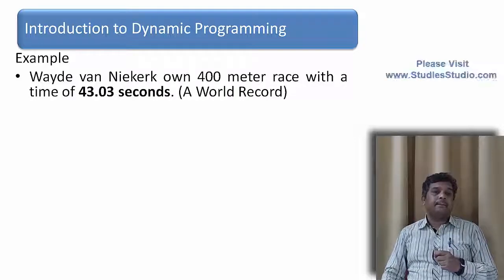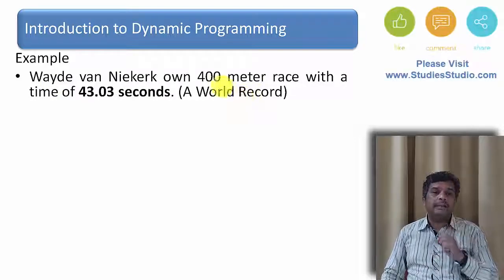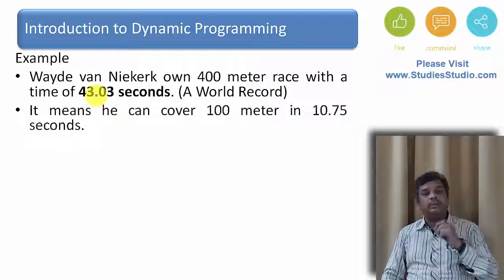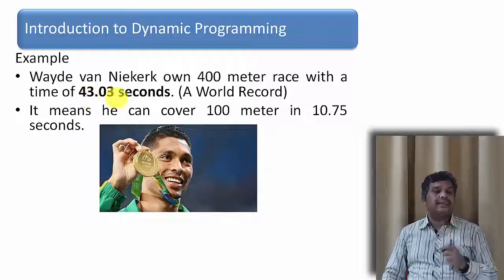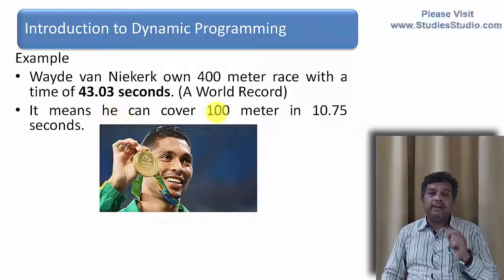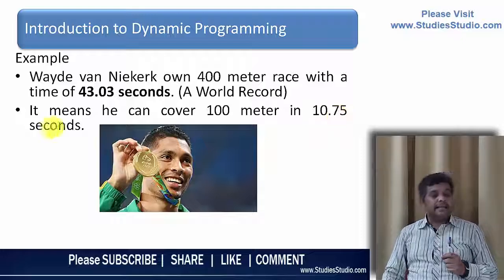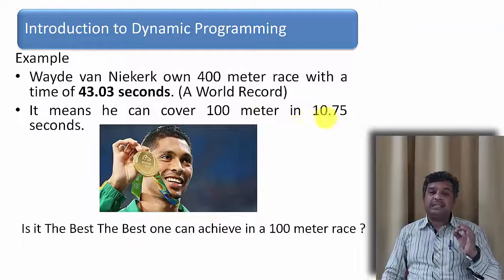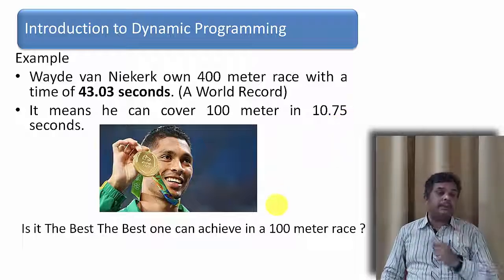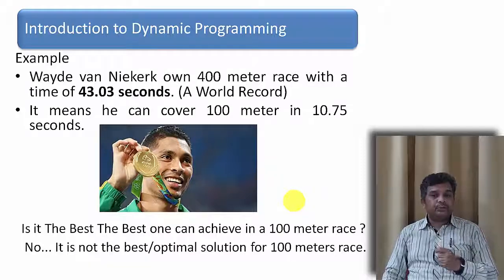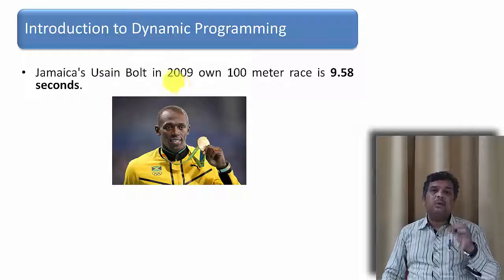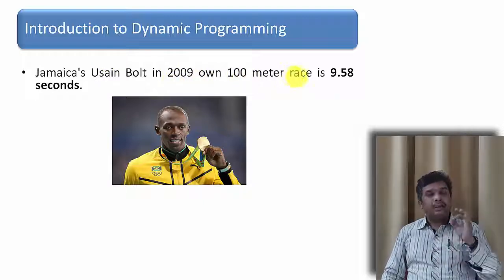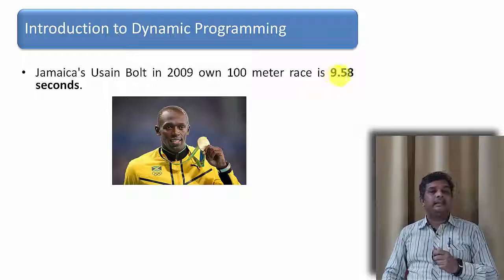Let us take an example here. The world record for the 400-meter race is 43.03 seconds. In order to complete 400 meters in 43.03 seconds, he has to cover 100 meters in 10.75 seconds. It means 10.75 seconds is supposed to be the best that can be achieved for a 100-meter race. So is that true? The answer is no, because Usain Bolt in 2009 won the 100-meter race with a timing of 9.58 seconds.